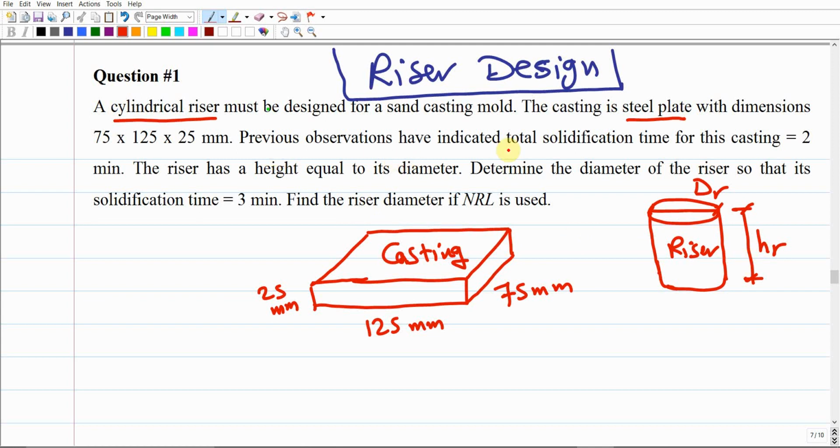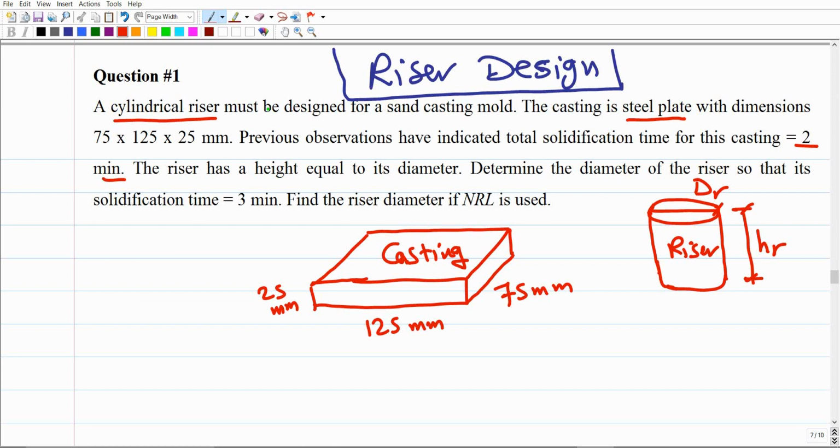Previous observations have indicated that the total solidification time for this casting is 2 minutes. Assume that we did this casting before and we had experience with it, and we are pretty sure that this casting is going to be completely solidified in 2 minutes. 2 minutes is not a short time, it is enough time. It could take 5 or 6 minutes till solidification.